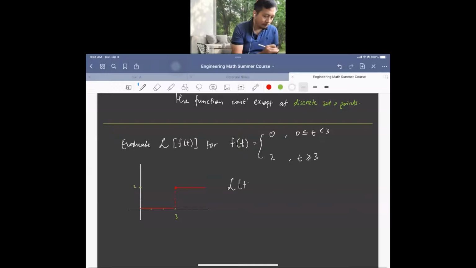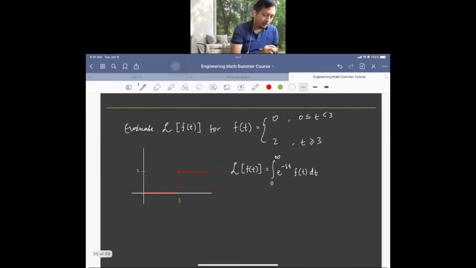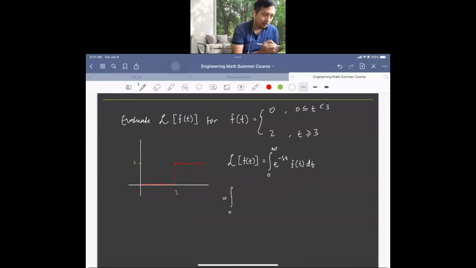So this Laplace is defined by the sum of two integrations. So first, let me write the whole Laplace. Okay, then we can set up the sum: from 0 to 3 of 0 dt, plus from 3 to infinity of e to the negative st times 2 dt.